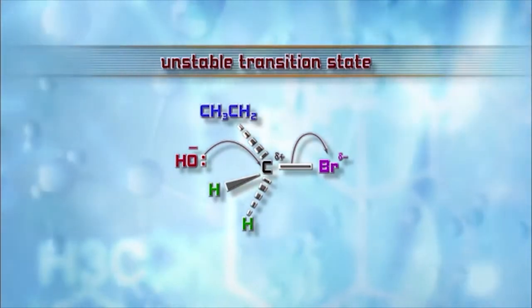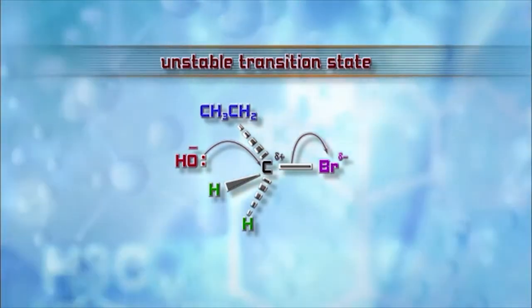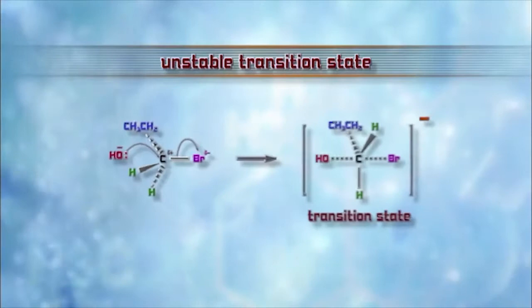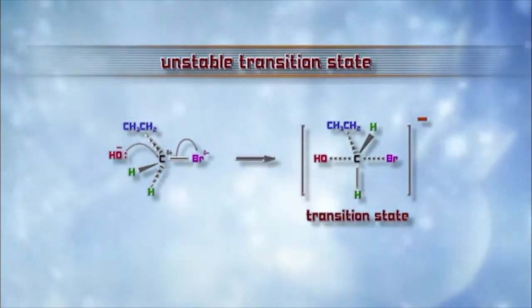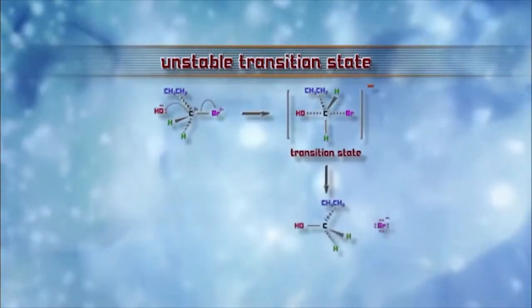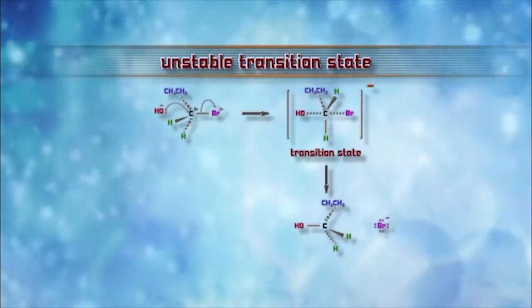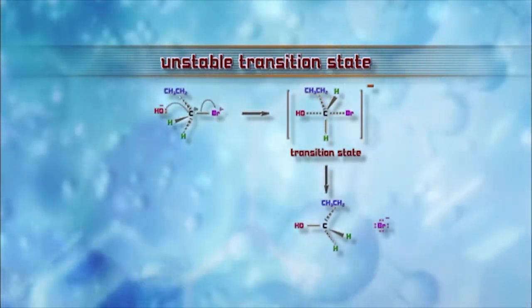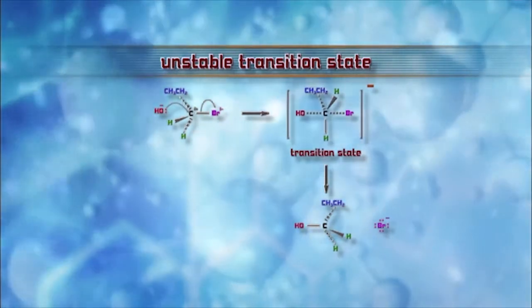In this reaction, the hydroxide ion reacts with the 1-bromopropane to form the unstable transition state. The major products are formed after only one key step. This one key step is also the rate-determining step of the reaction.